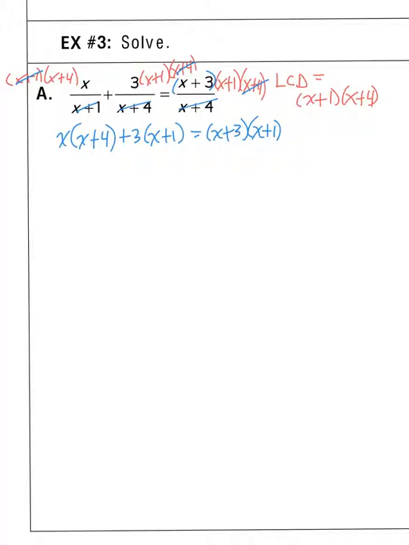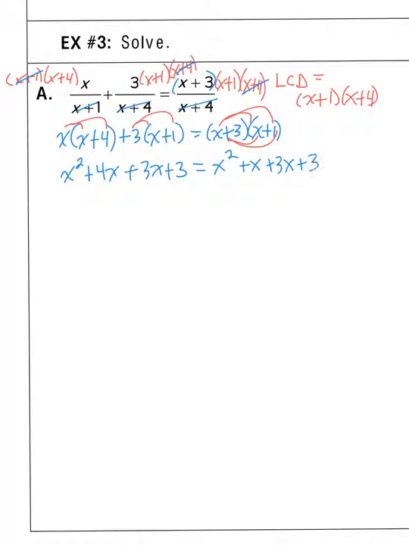So then you're going to distribute the x into here. So you get x squared plus 4x. Distribute your 3 into here, and you get 3x plus 3 equals. And then you are going to FOIL here. X times x is x squared. X times 1 is x. 3 times x is 3x. And last but not least, 3 times 1 is 3.